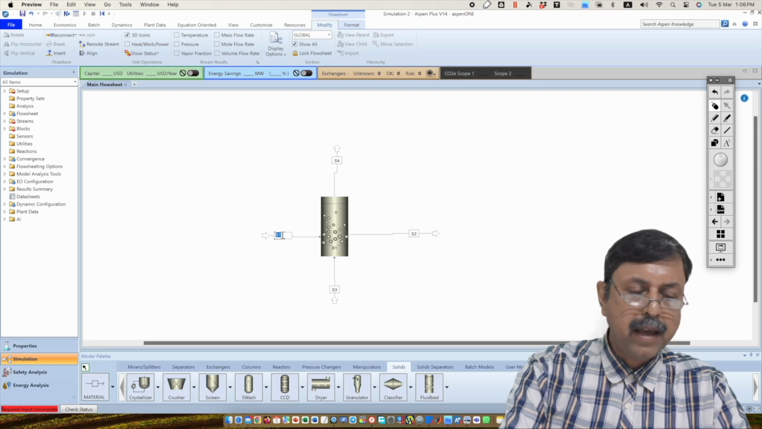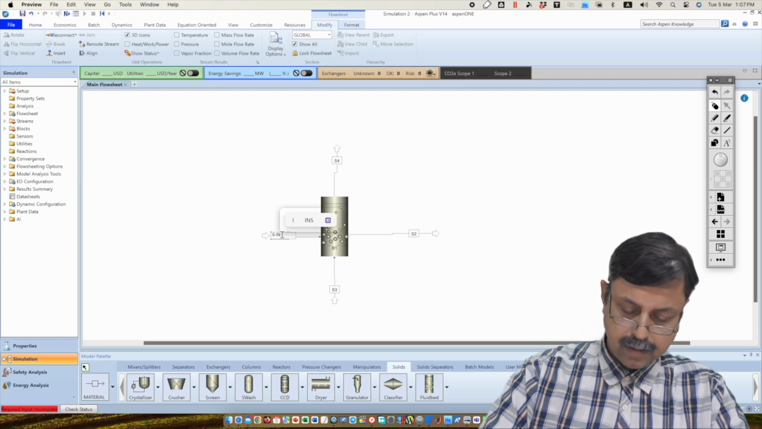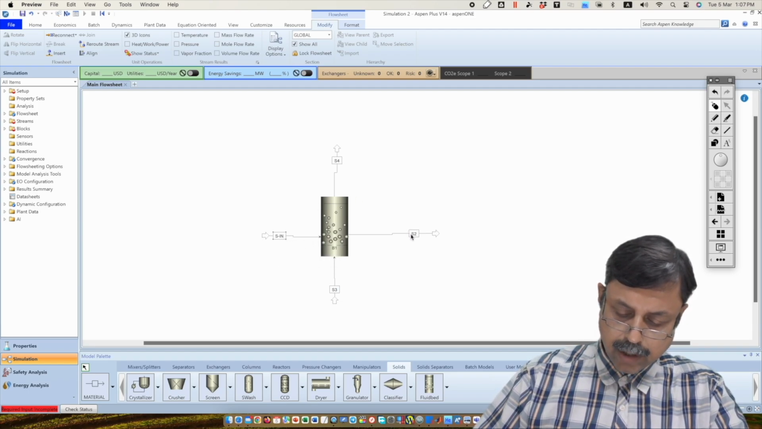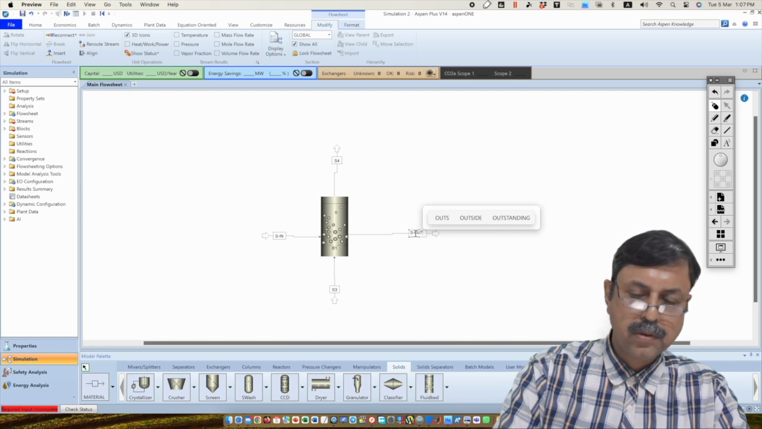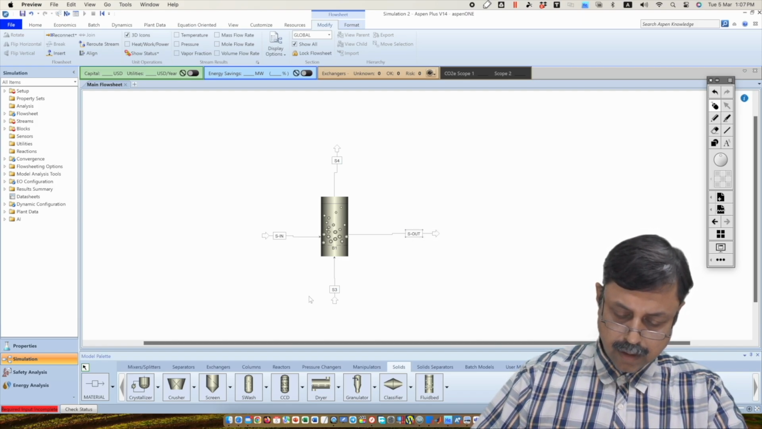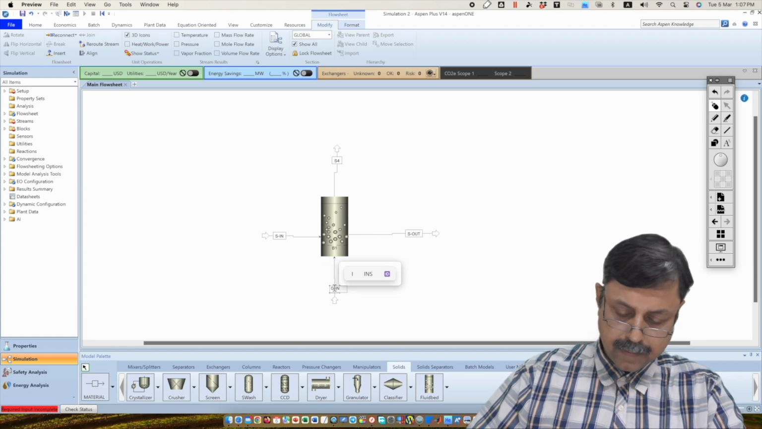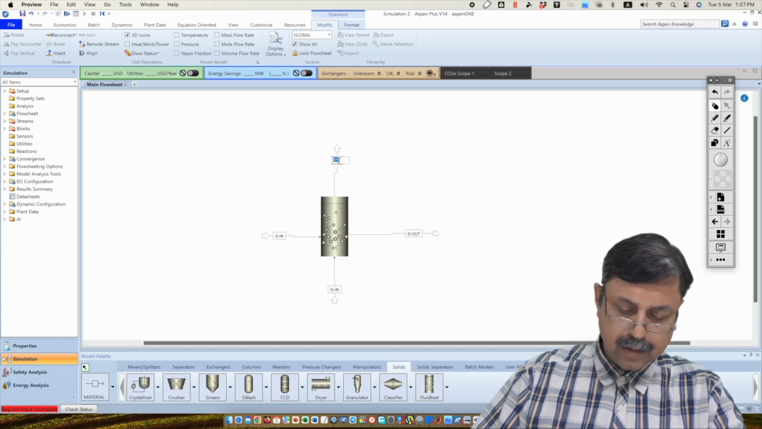Let us name it as S in. This will be solid out. Let us name S out. This will be gas in. So write G in. And this one is G out.